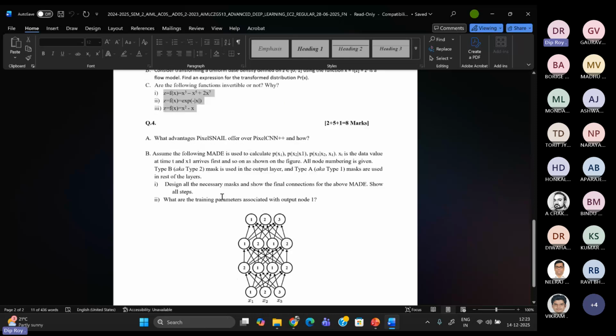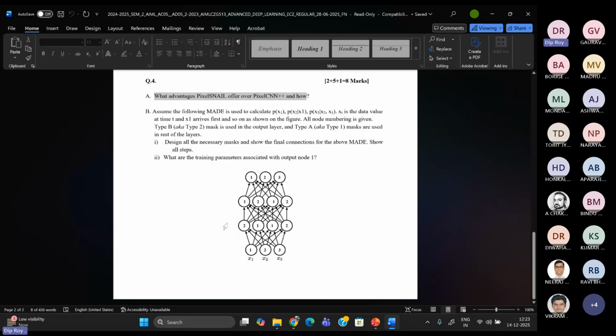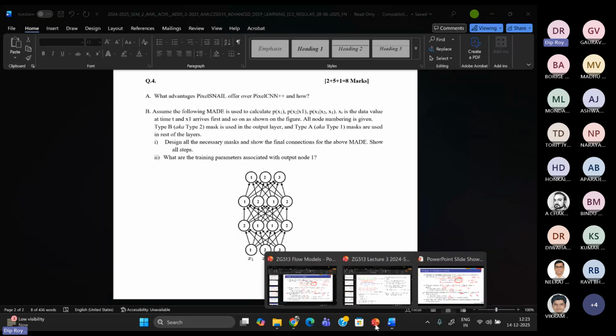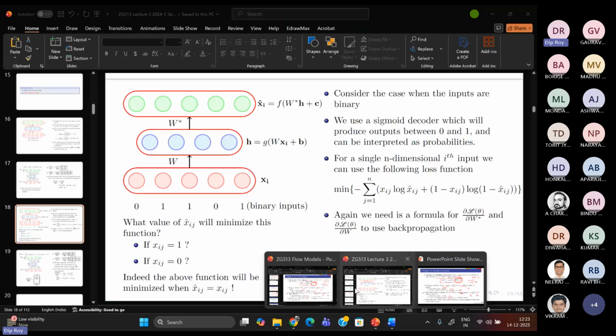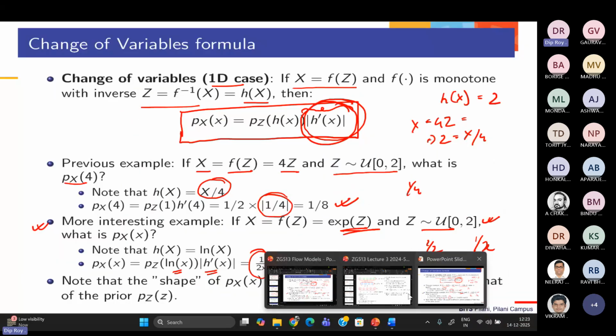And what are the advantages of PixelSNAIL over PixelCNN++? So that is also there in one of the later slides. And assume the following MADE is used. X1 is the data value at time t and X1 arrives first, and all nodes are numbered this way. This is the masked autoencoder. Masked autoencoder also we have done. Where exactly is the masked autoencoder?